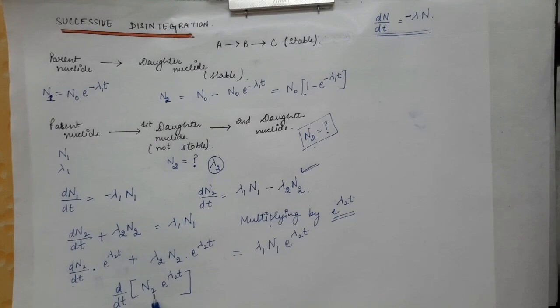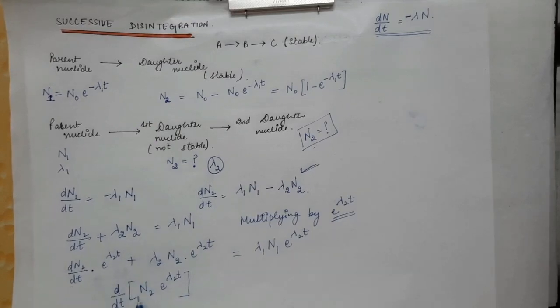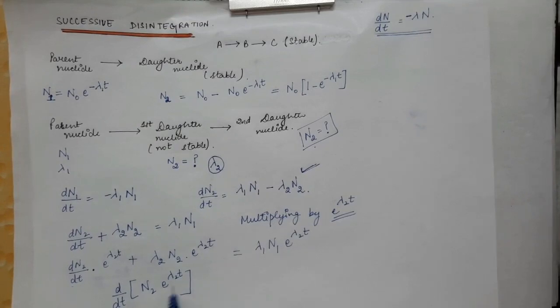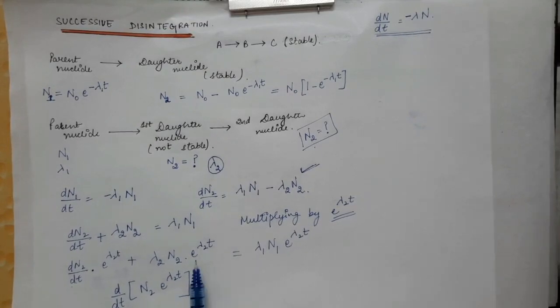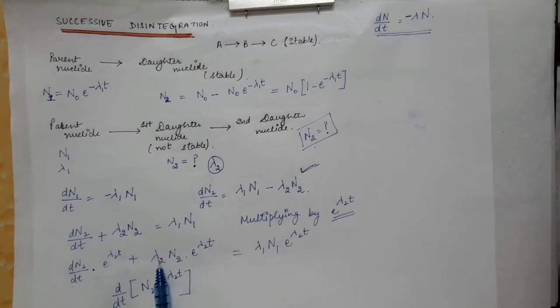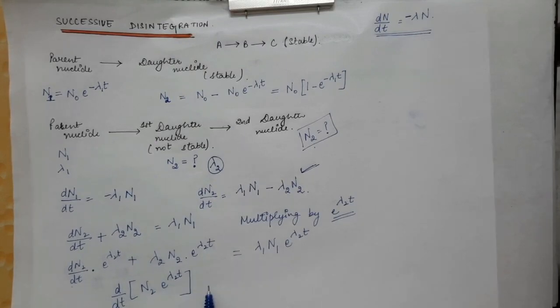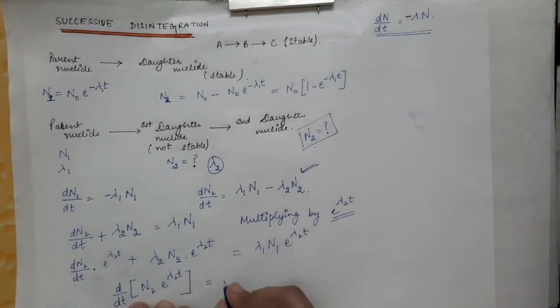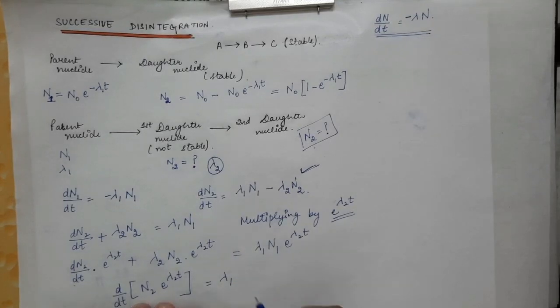This N2 is dependent upon time, and this is also dependent upon time. So first of all, you will do the differentiation of the first and the second will remain as it is. Then plus the first will remain as it is and differentiation of the second function, which will be e power lambda 2t into lambda 2. So when you solve this differentiation, you will get this left hand side. So this left hand side can be clubbed in this manner. This will be equal to the right hand side, which is lambda 1 and N1.